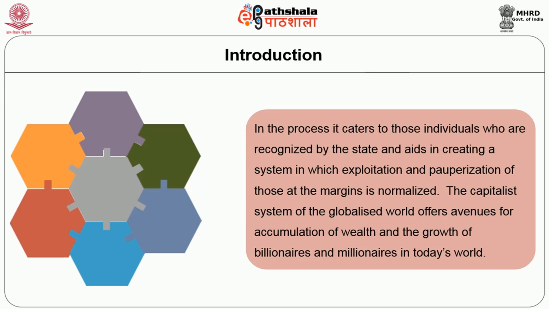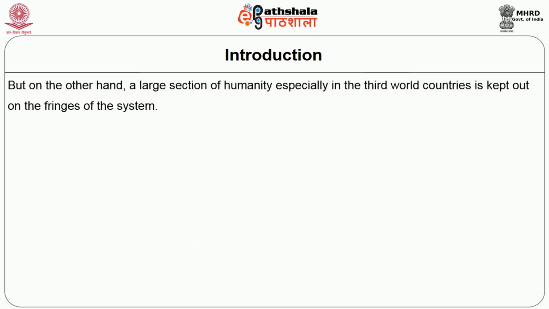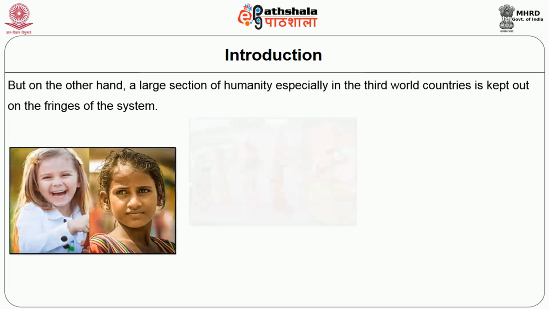The capitalist system of the globalized world offers avenues for accumulation of wealth and growth of billionaires and millionaires in today's world. Until now, one could understand disparity through the binary of global north and south. Today, this division is fast eroding, and in the near future, Asia may have the highest number of billionaires. Today's capitalist systems offer a variety of services and products to their consumers. But on the other hand, a large section of humanity, especially in the third world countries, is kept on the fringes of the system. The poor become poorer and the rich become richer.